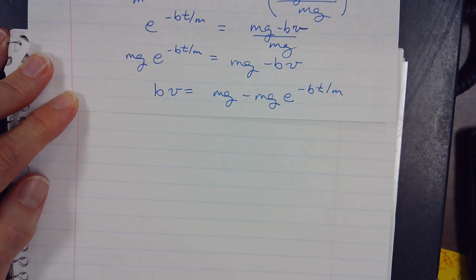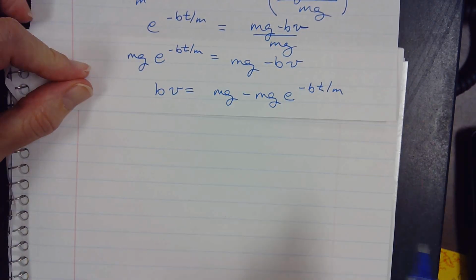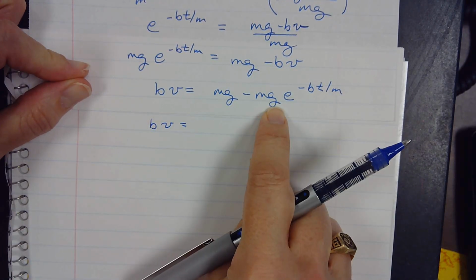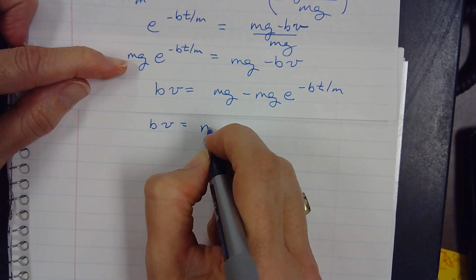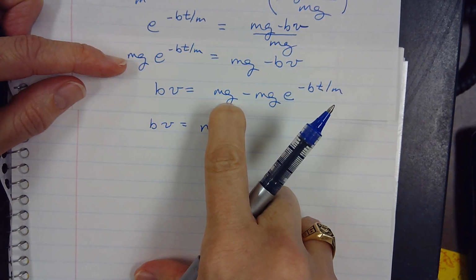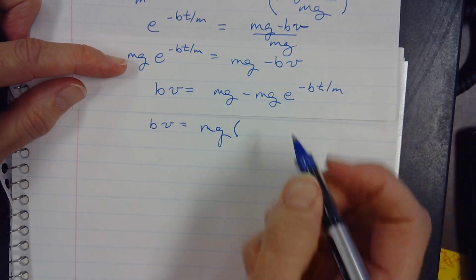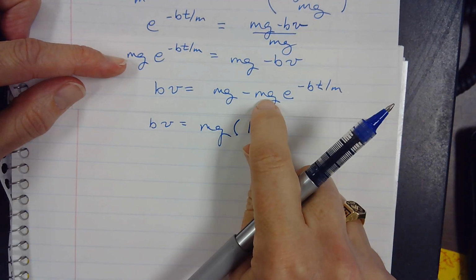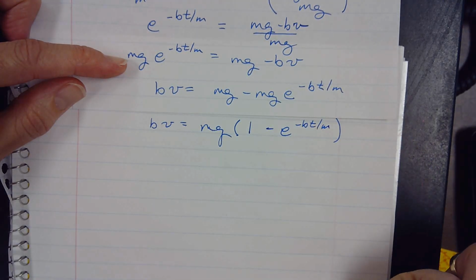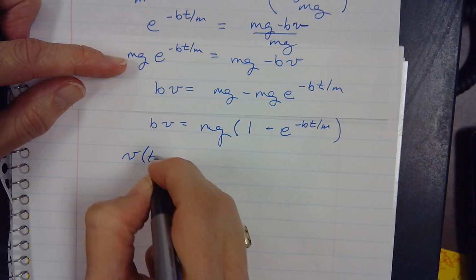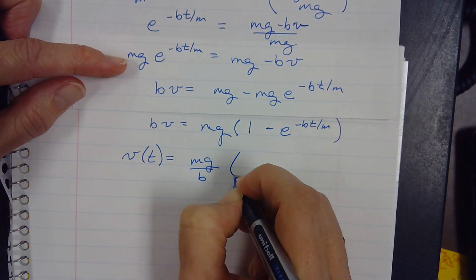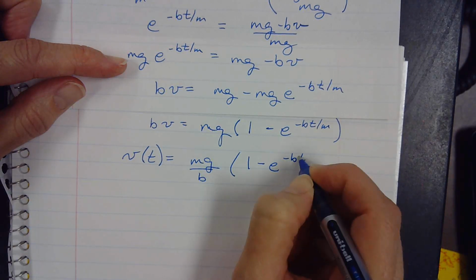Yes. Okay. So, I have bv on the left. Both of these terms have mg, so I'm going to factor. Now, if you factor out the whole thing, what's left? 1. And then minus, if I factor out mg, we have e to the negative bt over m. And then our very last step, v of t is equal, all I have to do is divide by b. mg over b, 1 minus e to the negative bt over m.